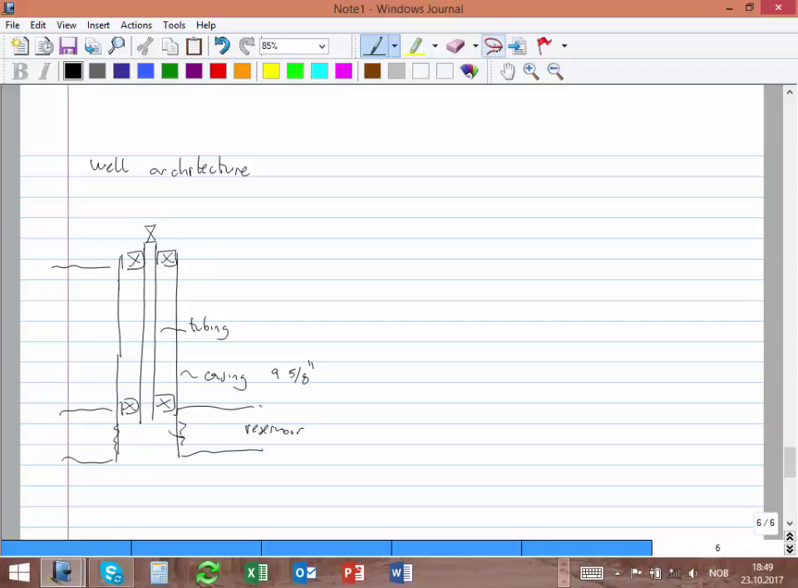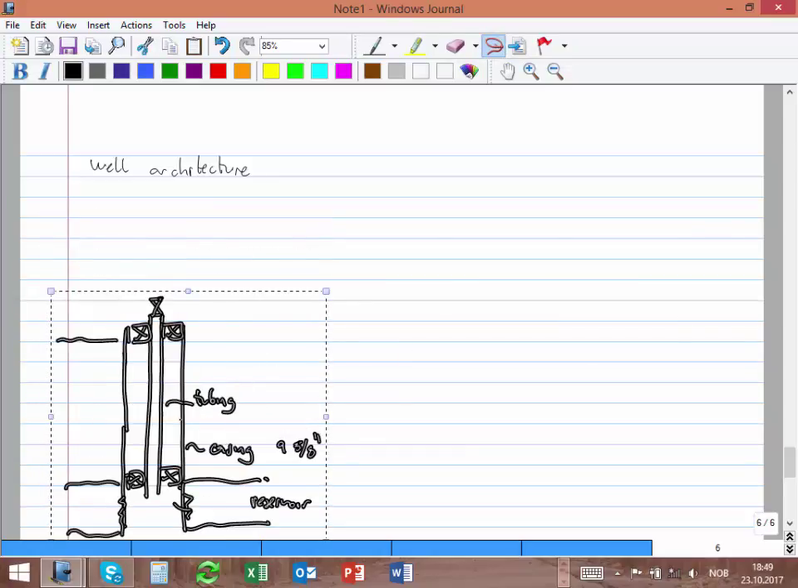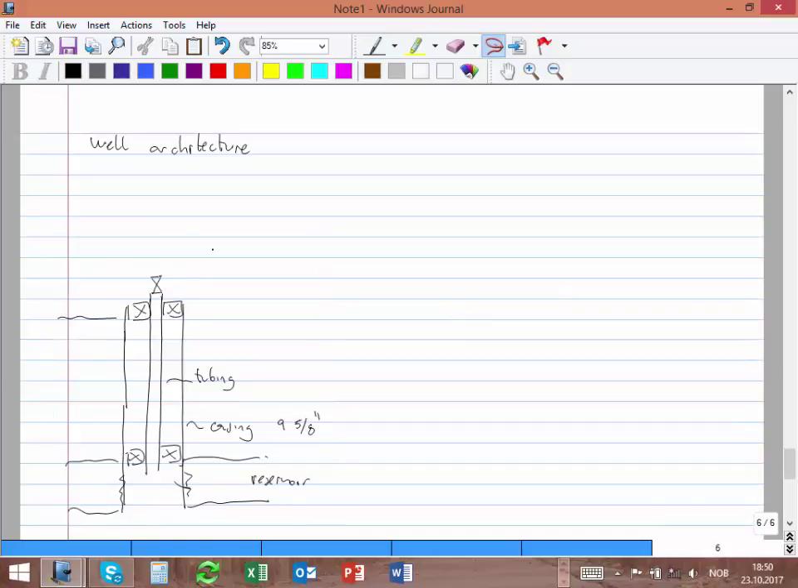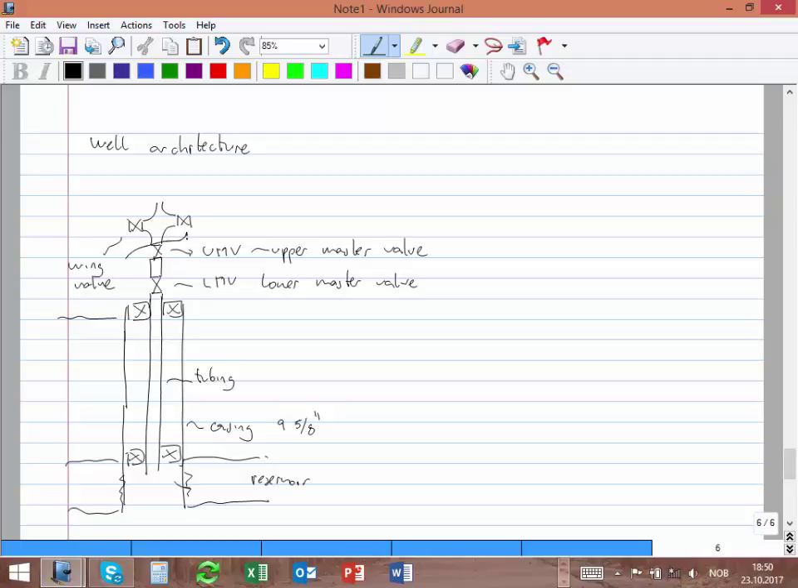So we have the lower master valve. Okay, did you discuss this with Paul? Yeah? No? Not really. Okay, lower master valve, then you have upper master valve. Okay. Then we have actually two valves that are located laterally that are called wing valve. Okay, wing valve. These two.